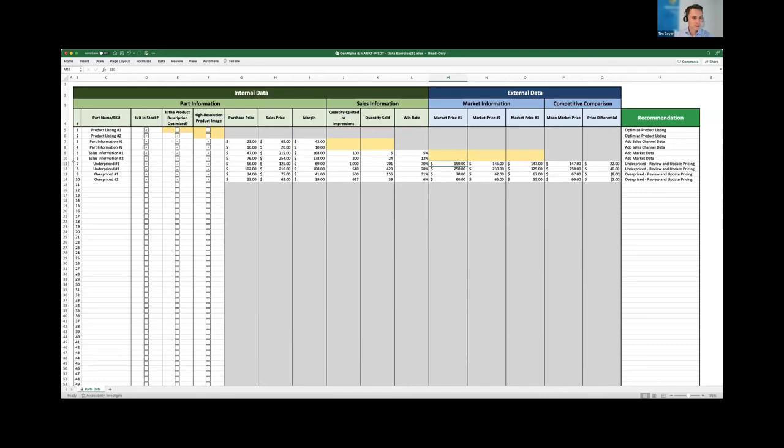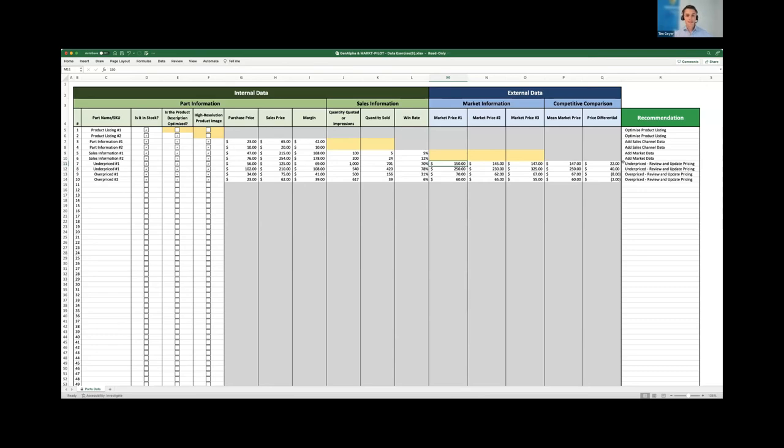So for example, let's just use line 7 as one example. You're buying the part for 56, selling it for 125, which is a margin of $69. You have a 70% win rate, so quite high actually in that example. There are 3 different market prices that are all more expensive than your sales price, which can be seen in the price differential here. So the table will give you the output: hey, that part is underpriced. We would recommend to review and update the pricing.